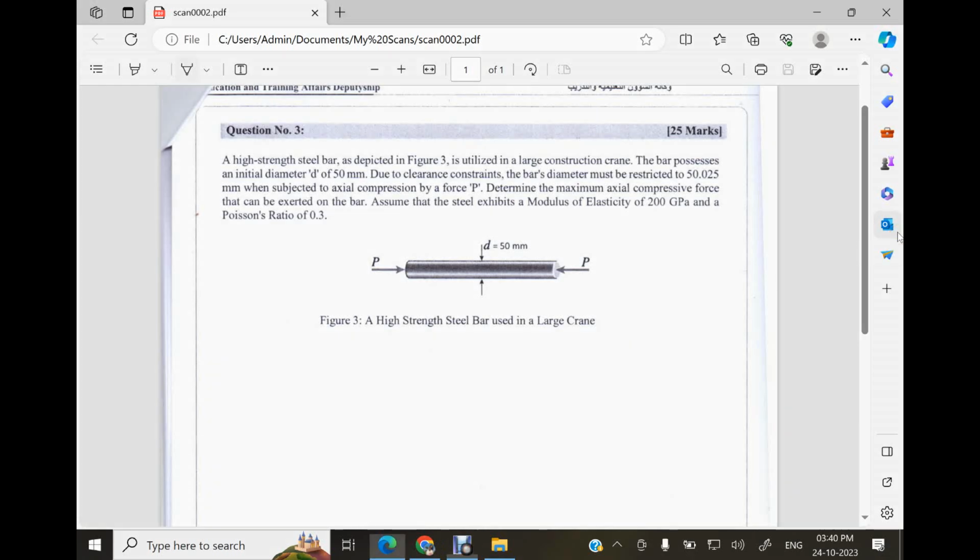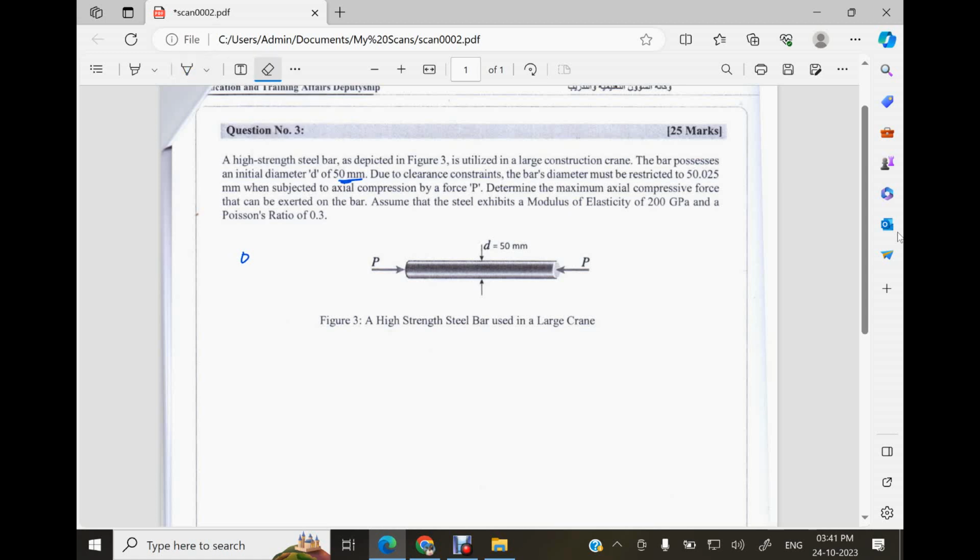Now in this problem, let us see what actually he is asking. What we need to do here. A high strength steel bar as depicted in the figure is utilized in a large construction crane. The bar possesses an initial diameter of 50 mm. You see here he gives me the diameter as 50 mm. So D naught is how much?